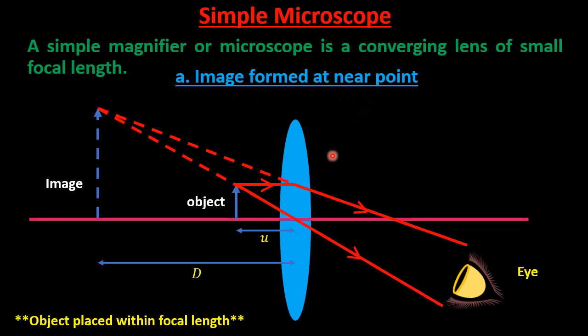The second will be formation of image by a lens at infinity. In class 10 you have already studied that when the object is placed exactly at the focus, then the image will be formed at infinity.